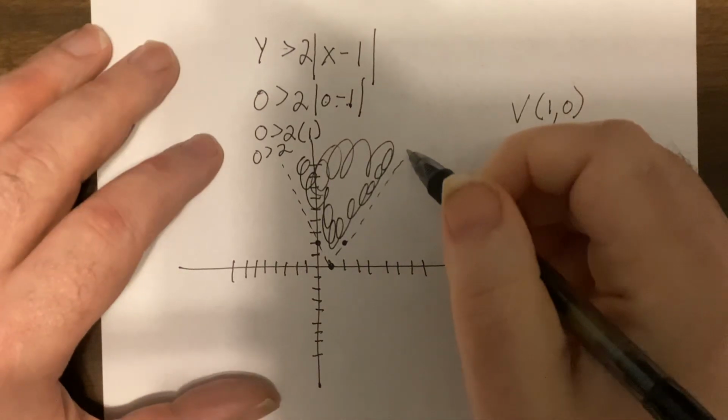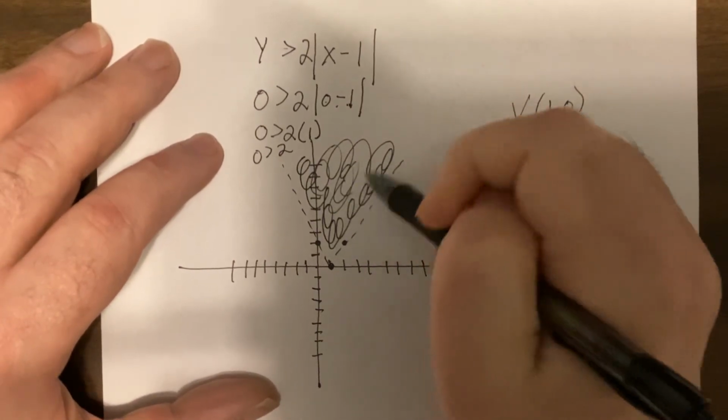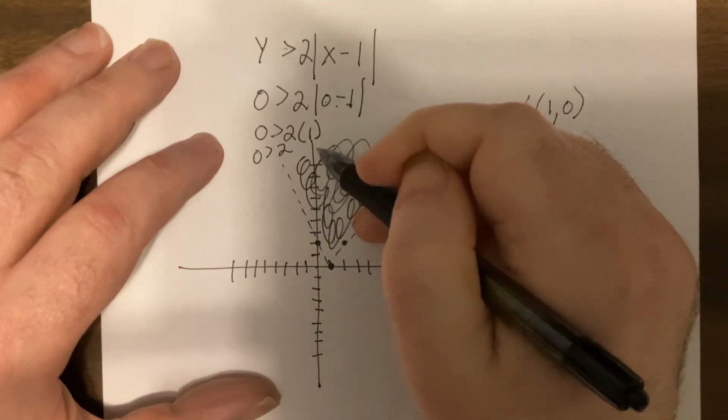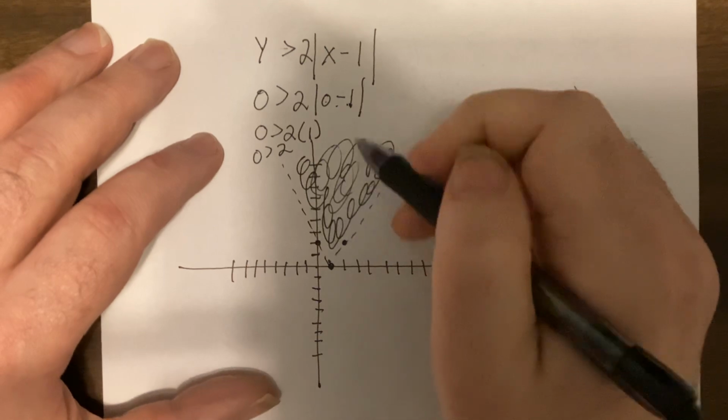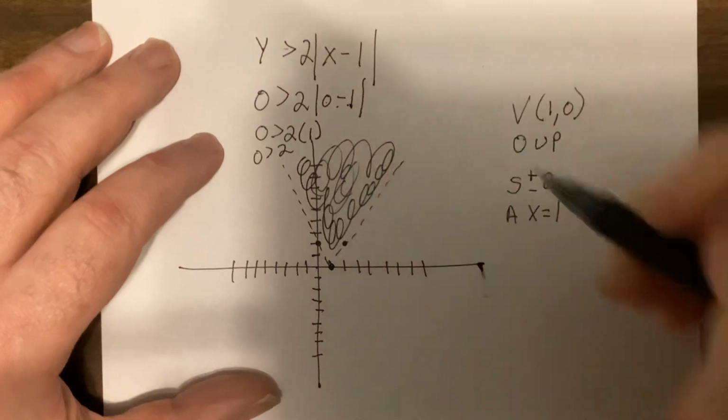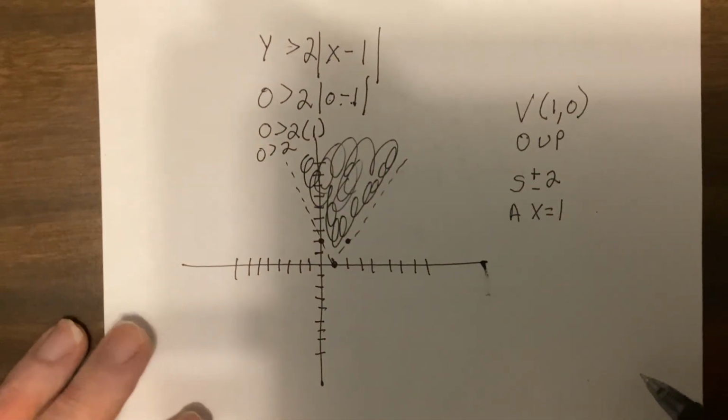Here, let's pick a point to show it's true. Any point inside here should be true. So I'm going to pick 0, 10. Clearly inside the shading. Is 10 greater than 2 times 1? Yes. So that is true.